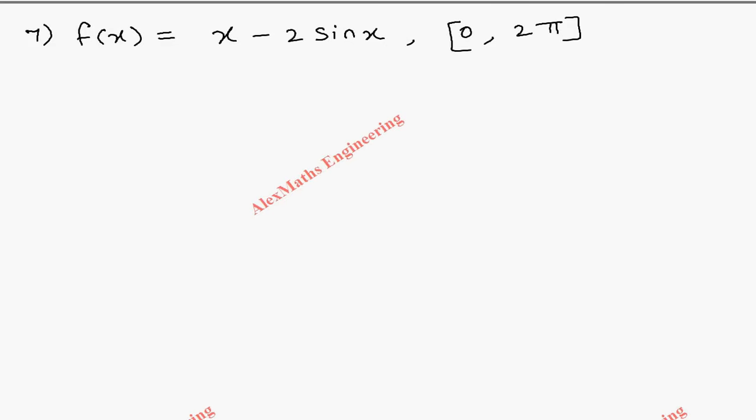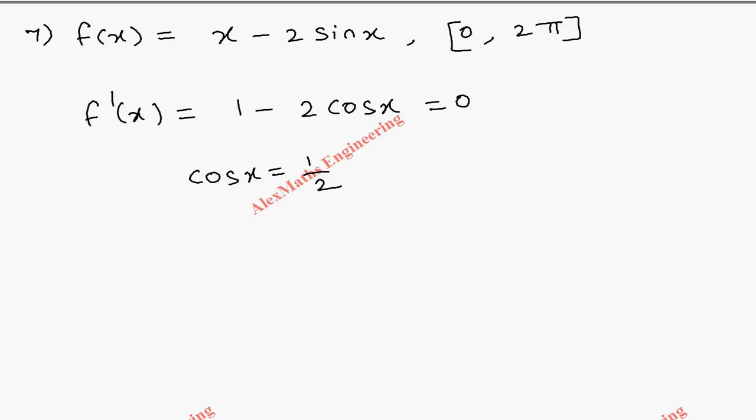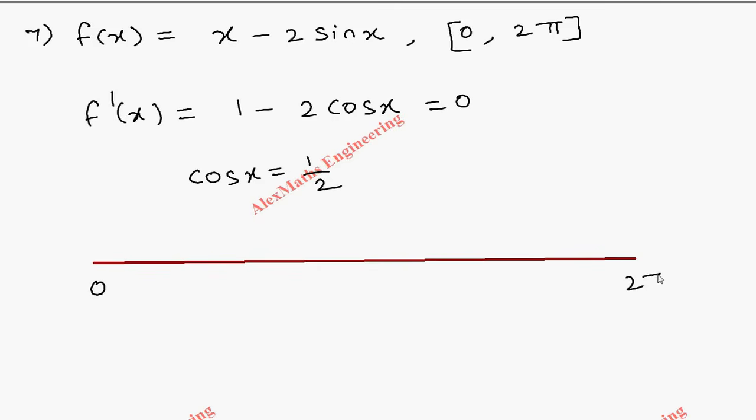Next problem, f of x is x minus 2 sin x. f dash of x gives 1 minus 2 cos x. By equating this to 0, we get cos x equal to 1 by 2. Then let's take the number line. The number line is from 0 to 2 pi. The closed interval is given as 0 to 2 pi.